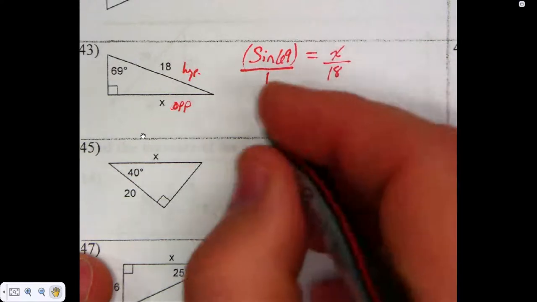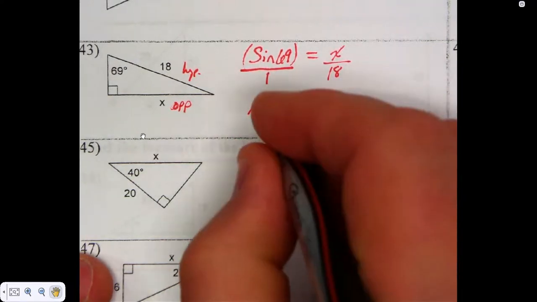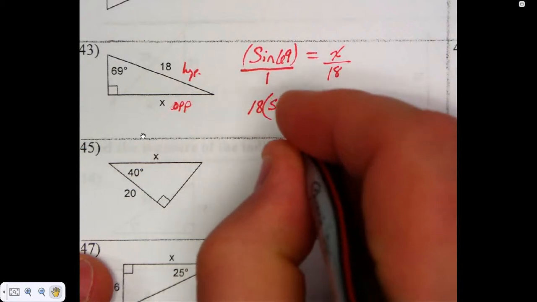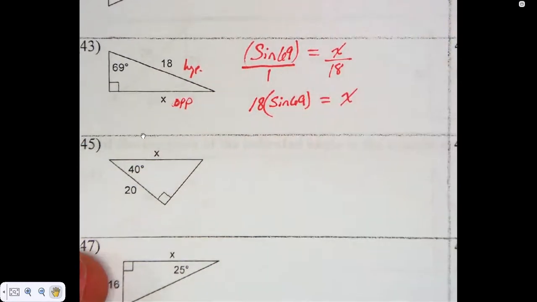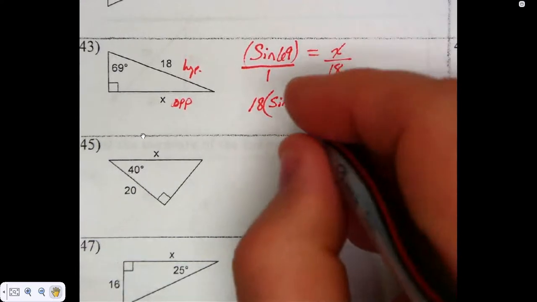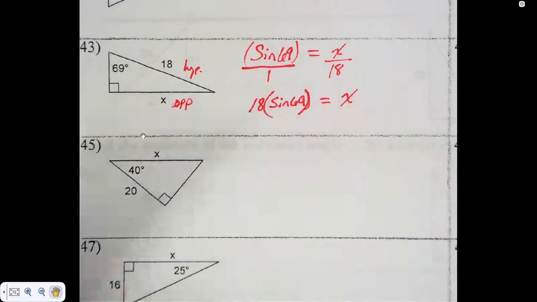I need to cross multiply. Well, this becomes basically 18 times what? The sine of 69 is equal to, well, 1 times x is just what? It's already solved for x, isn't it? The only question is, I don't want you to leave your answer like this. What do you think I'm going to do next? Find the sin of 69. Quit saying that to annoy me. What do I want you to say? Sine.